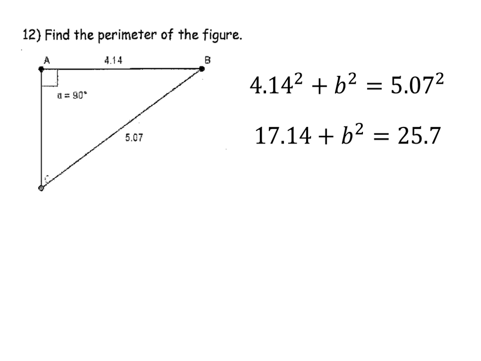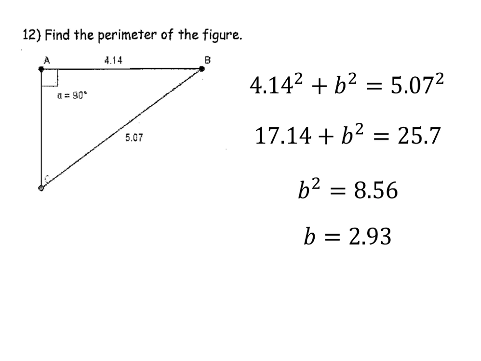Now using algebra, I'm going to subtract 17.14 on both sides, leaving you with 8.56 on the right-hand side of the equation from subtracting 17.14 from this. B squared is equal to 8.56. I don't want to know what B squared is. I want to know what just B is. So I'm going to take the square root of both sides of the equation there, leaving us with 2.93 because 2.93 is the square root of 8.56.